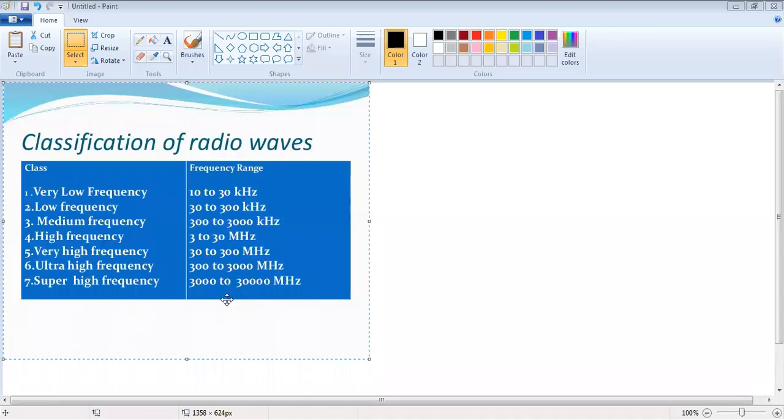After that we again have different frequency ranges like microwave ranges and millimeter wave ranges, like C band, Q band, Ka band. Those you study in the next subjects and next communications. So mainly remember all these ranges. Up to super high frequency range you must remember.